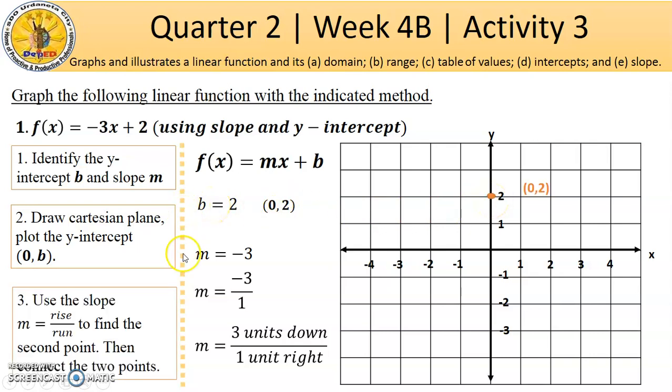And for the third step, you need to use the slope to find the second point, then connect the 2 points. Now, using the slope, we're going to find the second point. Means 3 units down, so from the y-intercept, we're going to move 3 units down. So I have 1, 2, and 3. 3 units down. And then 1 unit right. So we have 1 unit right. Therefore, the second point is in this part. And lastly, we need to connect the points. So this is the graph of the function.